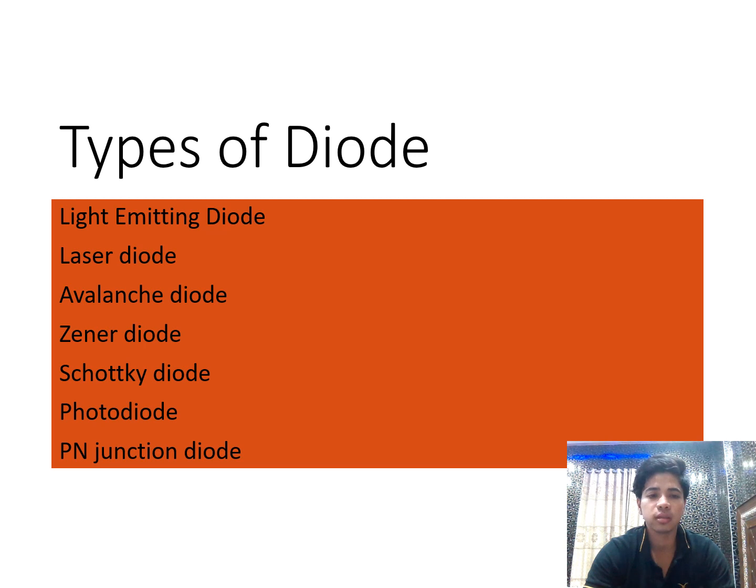Types of diode: light emitting diode, laser diode, avalanche diode, Zener diode, Schottky diode, photodiode, p-n junction diode.